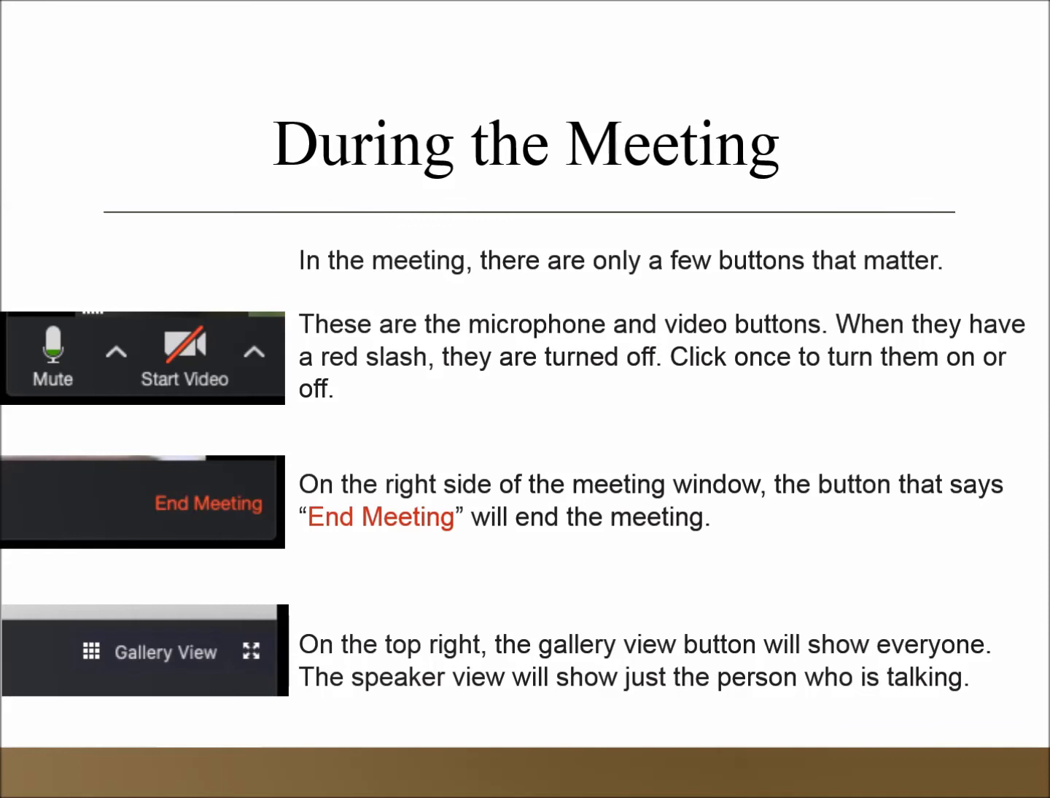On the right side of the meeting window is a button that says end meeting, and that's how you end the meeting. Another view I like is the gallery view button, which shows everybody that's on the call, versus how it's set up, it will automatically show the person who is talking.